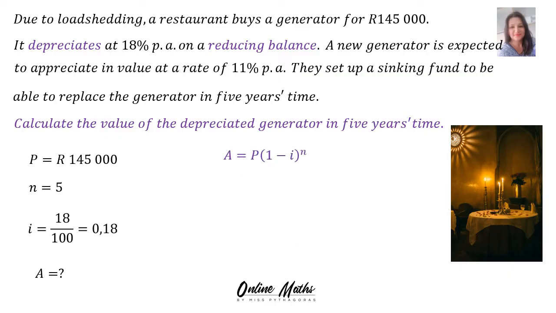It depreciates on a reducing balance. So the formula that we'll use is A is equal to P bracket 1 minus I to the power of N. And now we will substitute. In P's place, the 145,000 times bracket 1 minus I, where I is 0,18, and N is raised to the power of 5. And when you slot that into your calculator, the final answer, the depreciated value of the generator, will be 53,757 Rand and 28 cents.